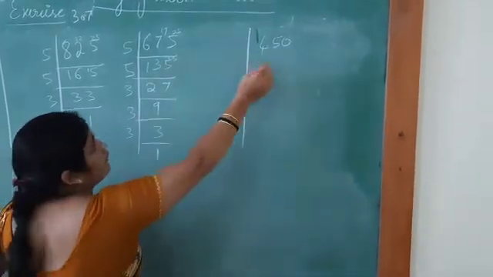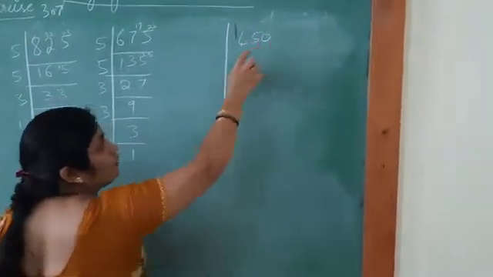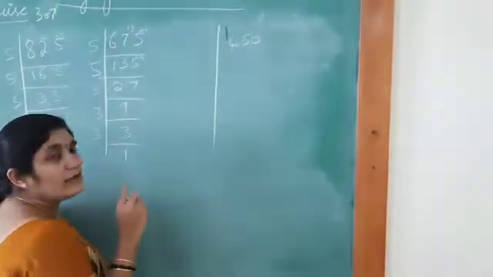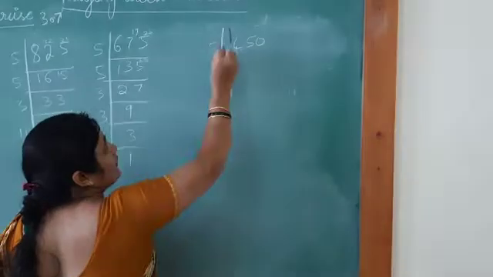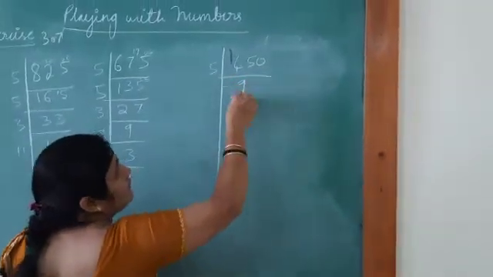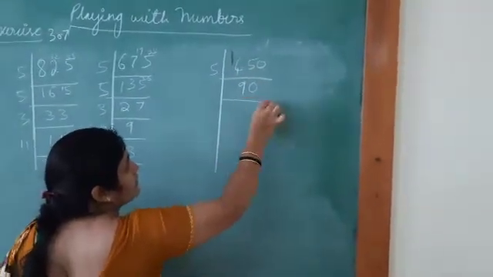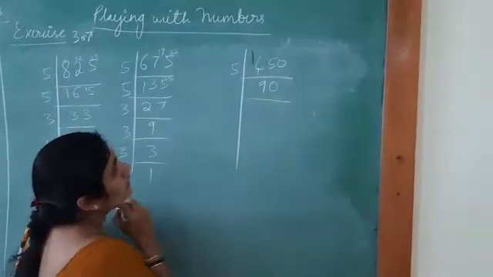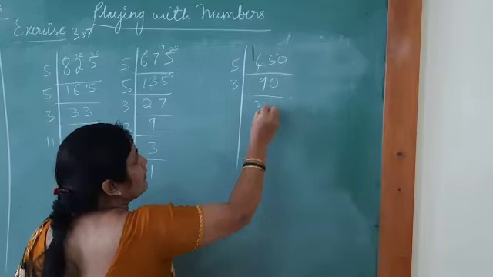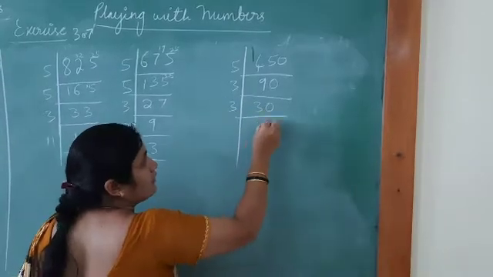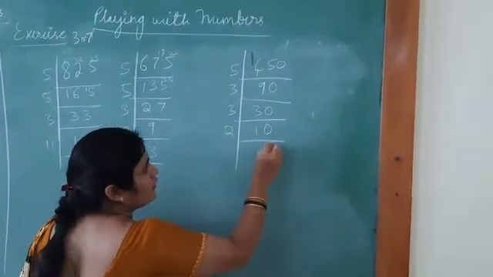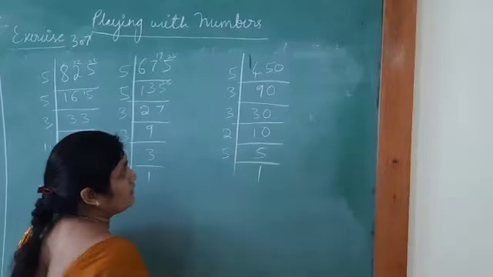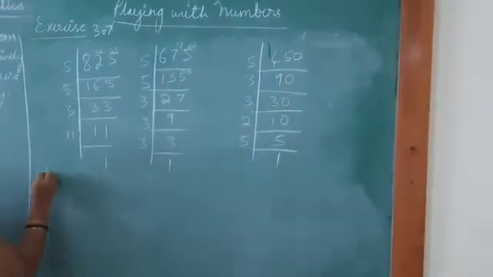Now again 450. Here also same thing, ends with 0. You can choose 2 also because it is an even number. Let me choose 5. 5 9s are 45, 0 as it is. 5 90s are 450. Now again we can go for 3 30s are 90, 3 10s are 30, 2 5s are 10, 5 1s are 5. Now let me write the factors.